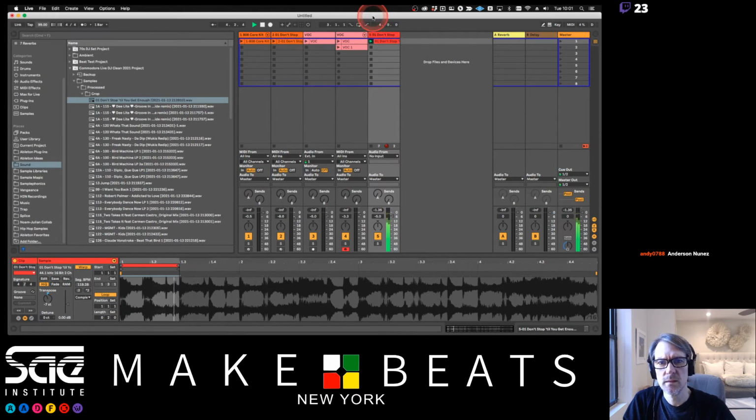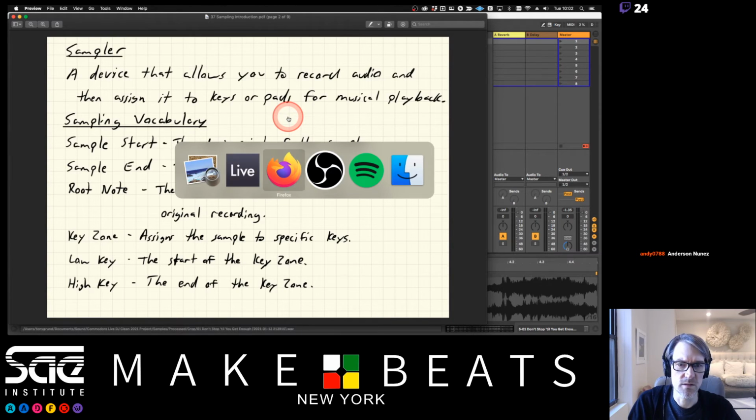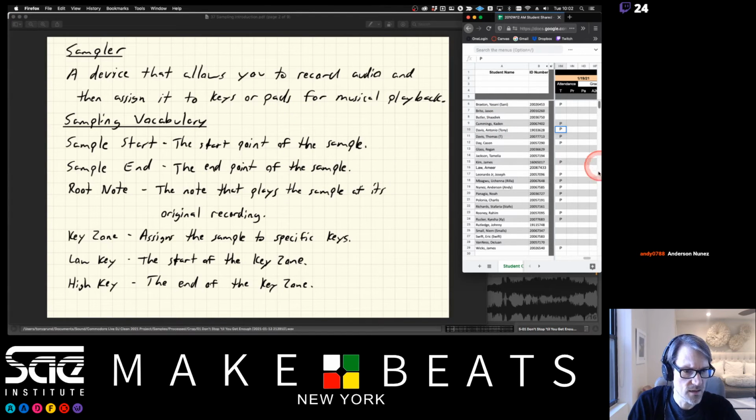Right? So I can do all that stuff with it, but I wouldn't call Ableton Live a sampler exactly. I do consider it a sampler, but technically it's not really a sampler, because a sampler is a device that allows you to record audio and then assign it to keys or pads for musical playback. Assigning it to the keys to play it back musically by playing keys on your keyboard, that's what makes a sampler and differentiates it from just a DAW.